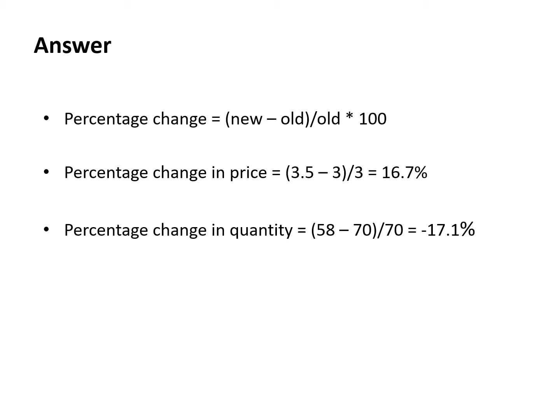What about the percentage change in the quantity? The quantity used to be 70, and now it's 58. So the new 58 minus the old 70 over 70, so it decreased by 17.1%.